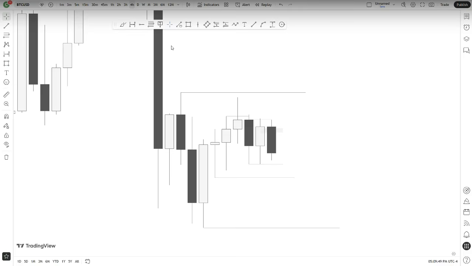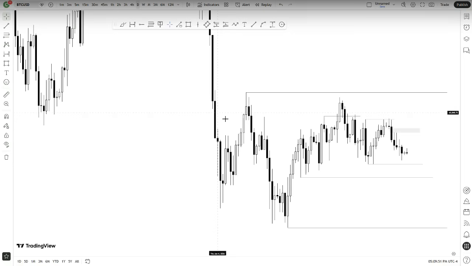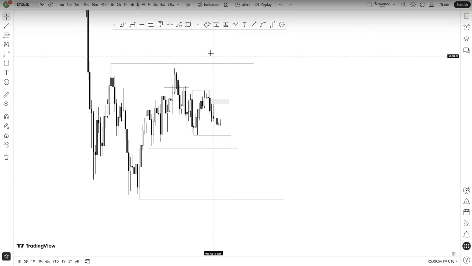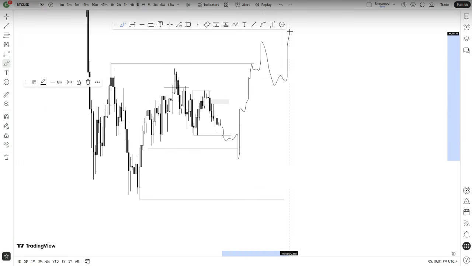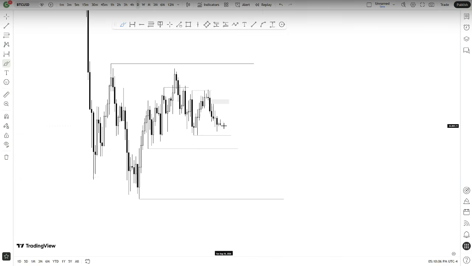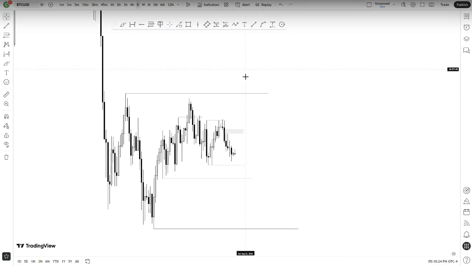Price can as well come for this low, then go back, something like this. Or price can as well come for this low. But the thing is that you have to consider the range that you are trading. You are anticipating. I'm anticipating to catch the high of the quarter. That is the high of Q3.